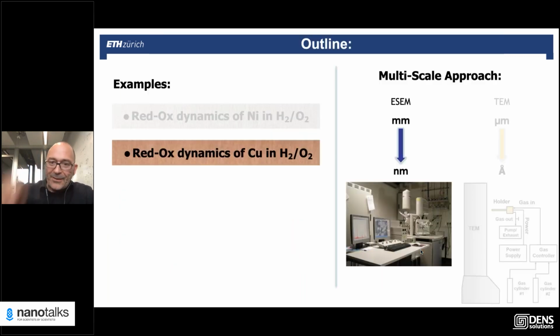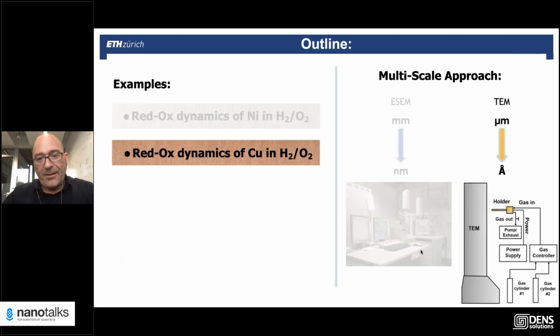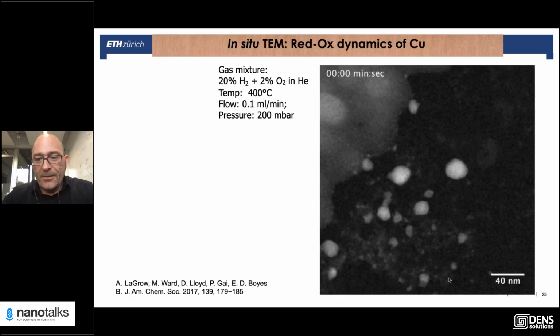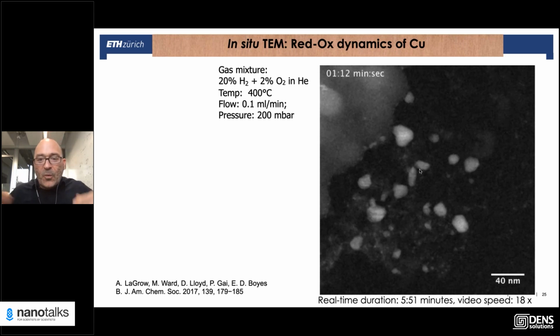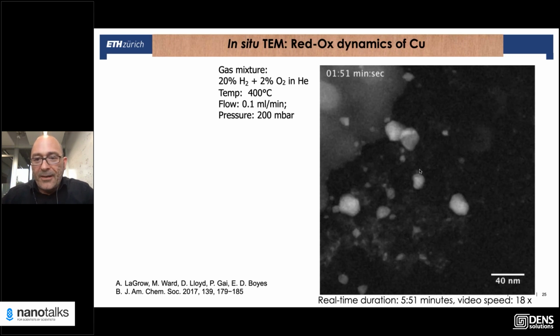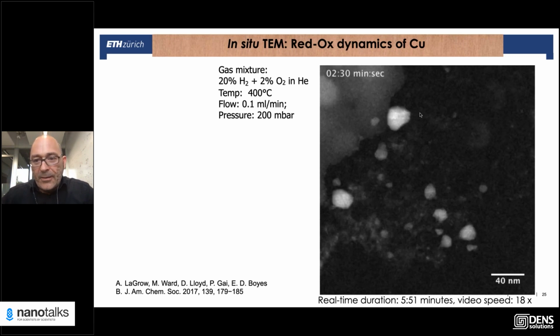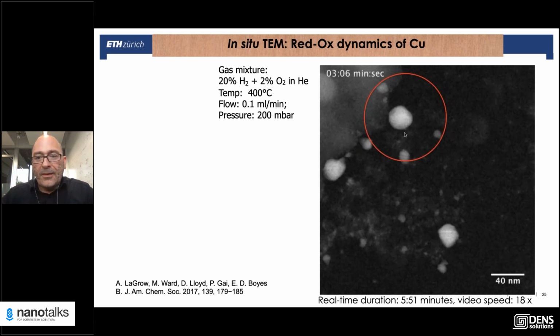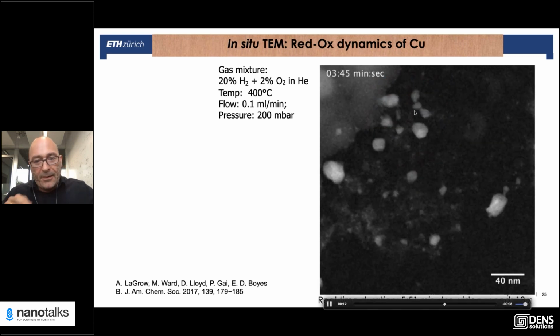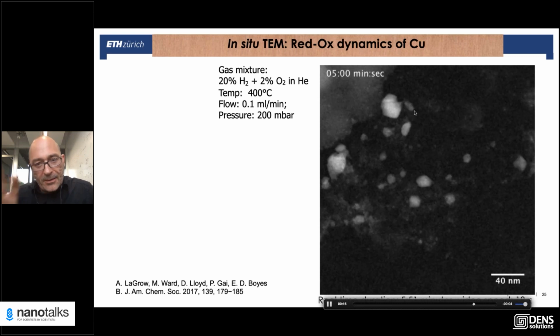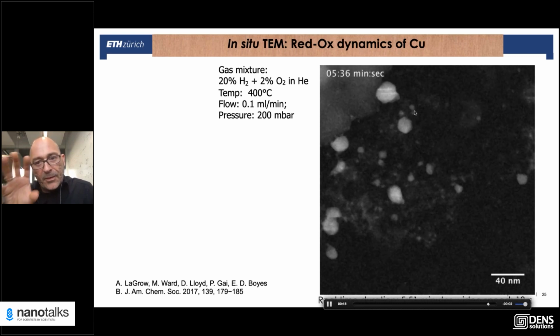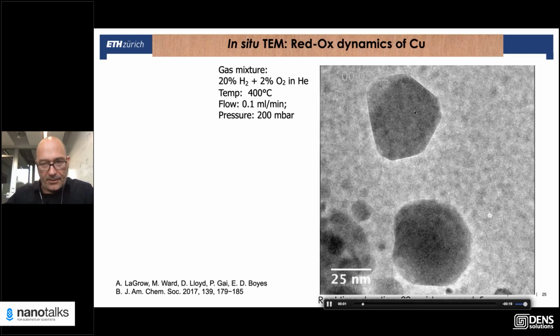Now, let's go to the TEM and see how that looks in the TEM. We have copper in hydrogen, oxygen at some temperature, and off we go. You see these particles are quite dynamic. There's lots of movement going on. Particles are sintering. And if you look at this particle, for example, they're not only sintering, there's also something else happening. They can also split into parts. So there's quite some interesting dynamics that leads to the stabilization of a certain size regime depending on the conditions.